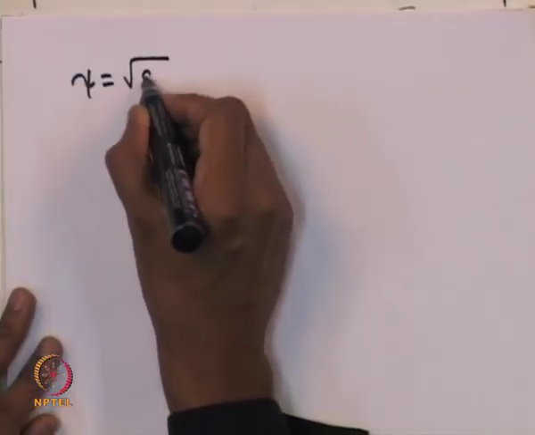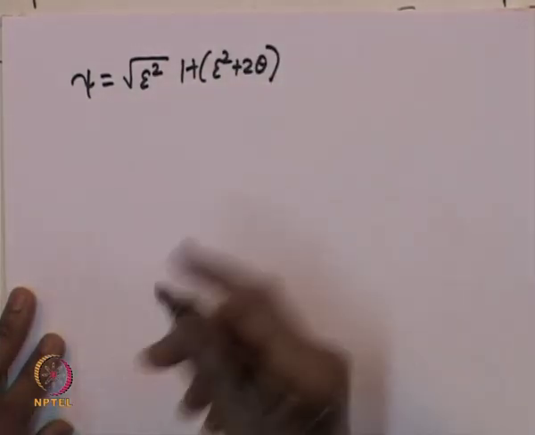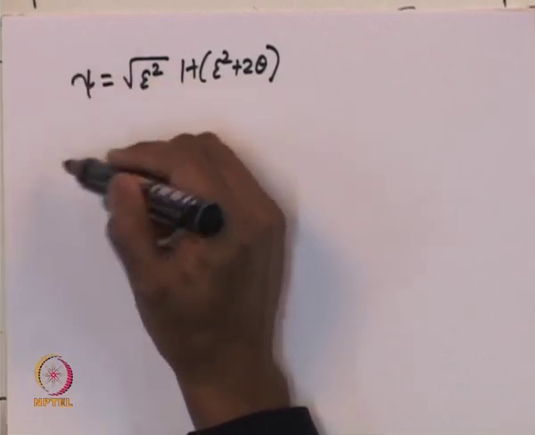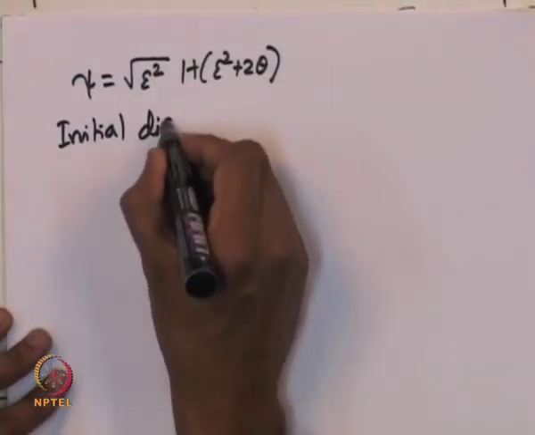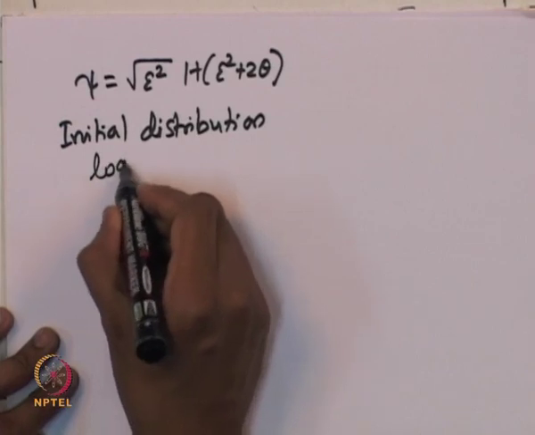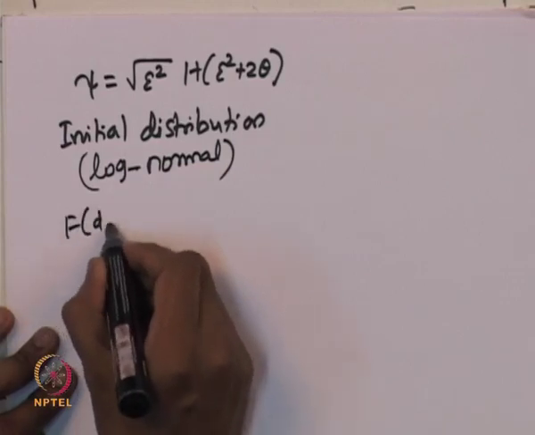So, suppose we can rewrite the relationship between psi and epsilon as psi equal to square root of epsilon square into h of epsilon square plus 2 theta. So, in order to obtain the final distribution, which is present in the definition of psi, so psi is almost like a non-dimensional distribution of the various sizes of the particles. So, if you look at the initial distribution, which is given by a log normal distribution, the log normal distribution is as it goes here.